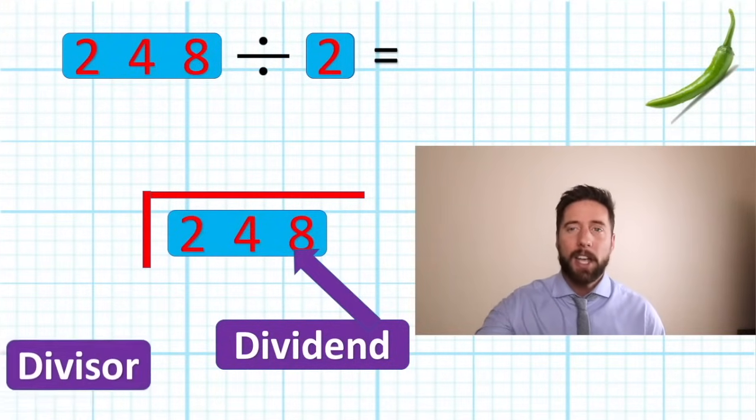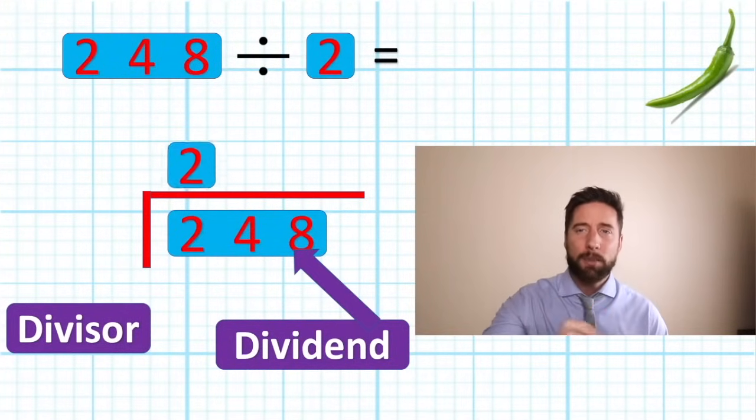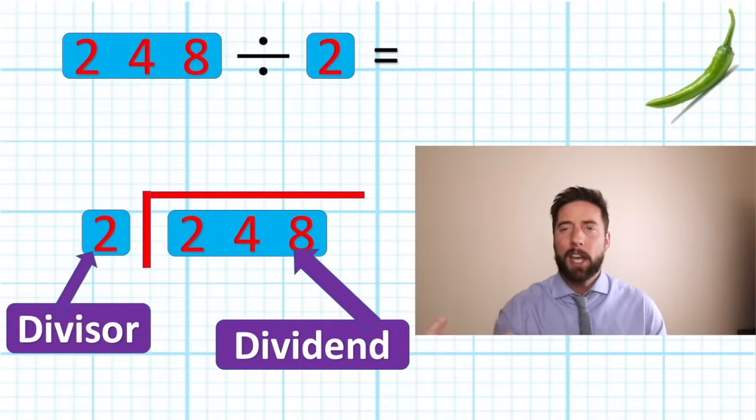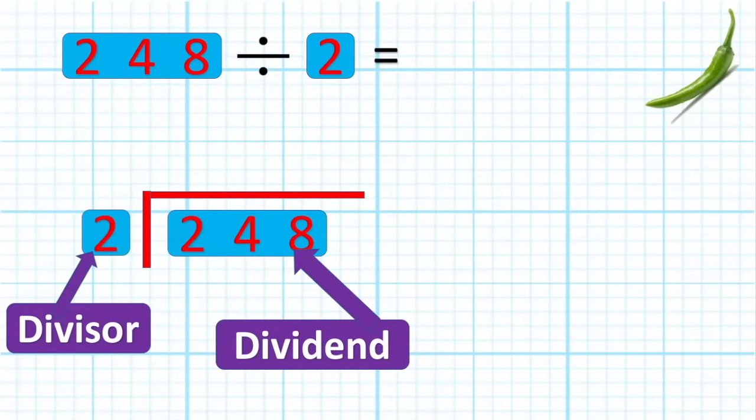Now I'm going to put my divisor on the outside, the small number, the one we are sharing the bigger number into. Okay, so my question now looks like this. How many 2's are there in 248?